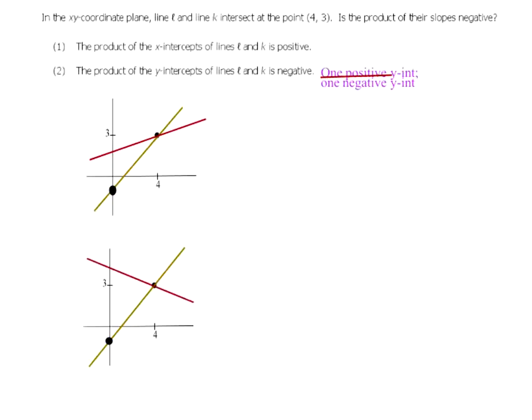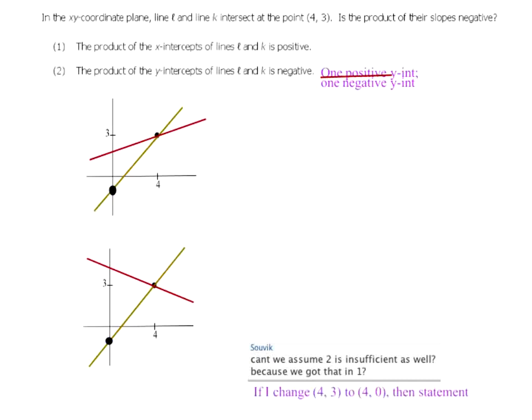Suvik, no, you can't. You cannot make assumptions really about anything. The whole point of data sufficiency is to kill you if you make assumptions. If I change the point 4.3 to like 4.0, then statement 2 is sufficient. Make sure you can figure out why. So the short answer is, can't we assume anything? If you have to ask a question like that, that's always a bad idea. Do not assume things. The whole point of data sufficiency is to destroy you if you do assume things.